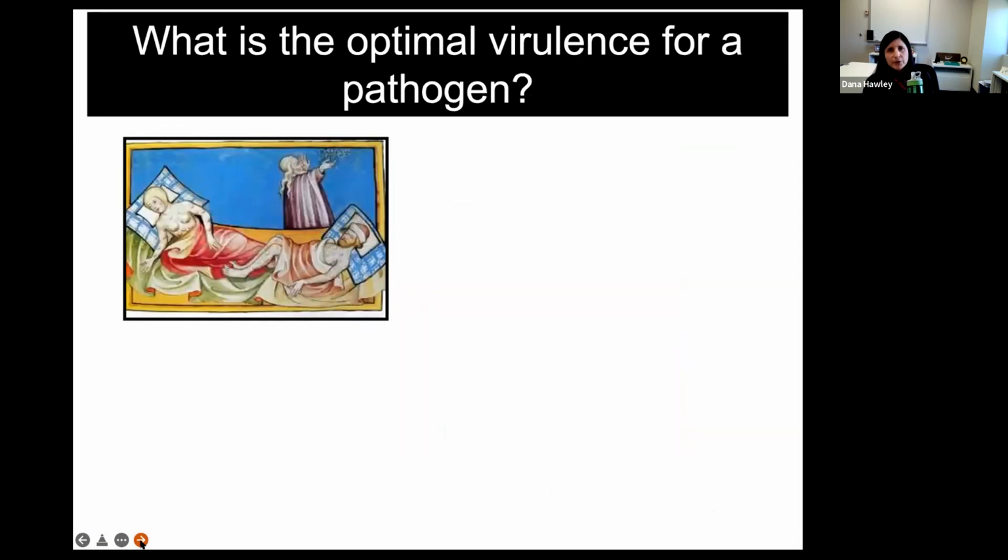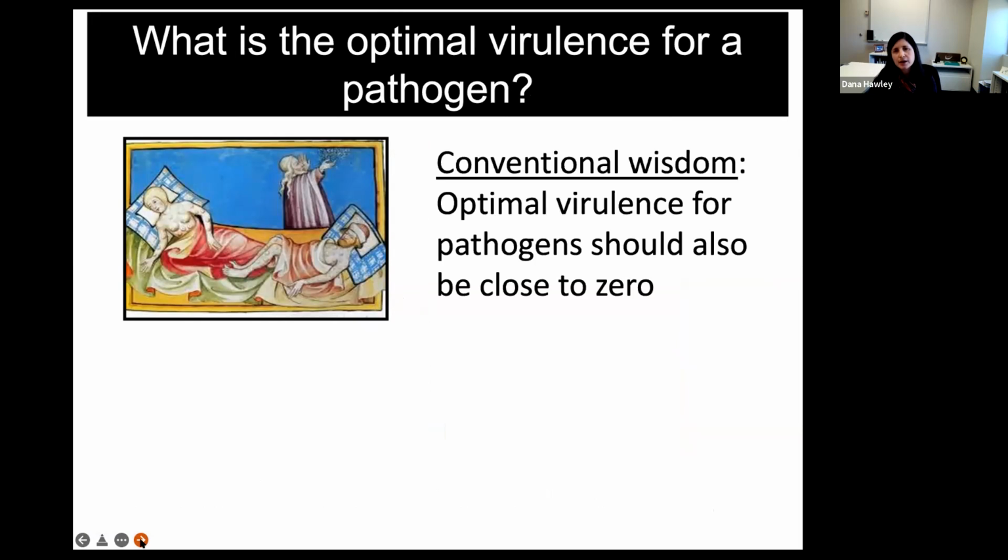Now it gets a little trickier when we think about what the optimal virulence for a pathogen should be. Historically, the thinking was that actually hosts and pathogens align in their optimal virulence. And the idea here is simply that pathogens by definition, of course, depend on their host for their own fitness. And so ultimately, all host pathogen interactions should eventually evolve to be close to mutualisms.